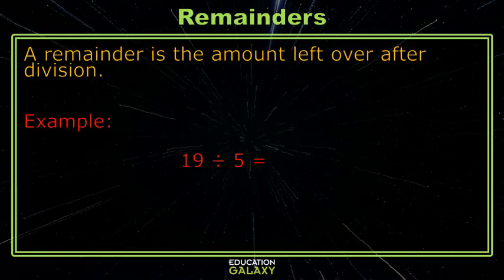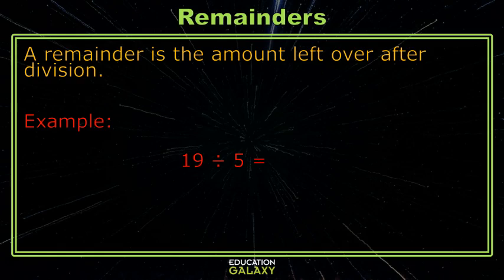Now let's talk about remainders. A remainder is the amount left over after division. Sometimes numbers don't divide evenly into other numbers. That's what gives us some leftovers, or remainders. For example, 19 divided by 5.